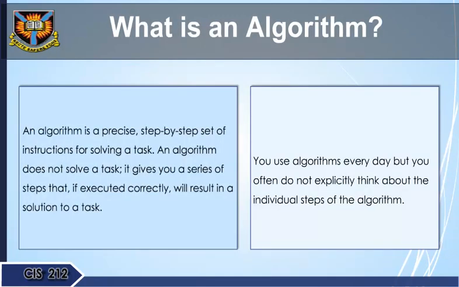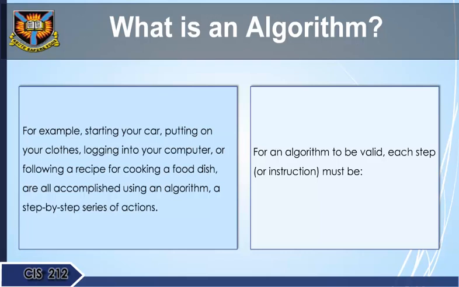What is an algorithm? An algorithm is a precise step-by-step set of instructions for solving a task. An algorithm does not solve a task. It gives you a series of steps that, if executed correctly, will result in a solution to a task. You use algorithms every day, but you often do not explicitly think about the individual steps of the algorithm. For example, starting your car, putting on your clothes, logging into your computer, or following a recipe for cooking a food dish are all accomplished using an algorithm, a step-by-step series of actions.